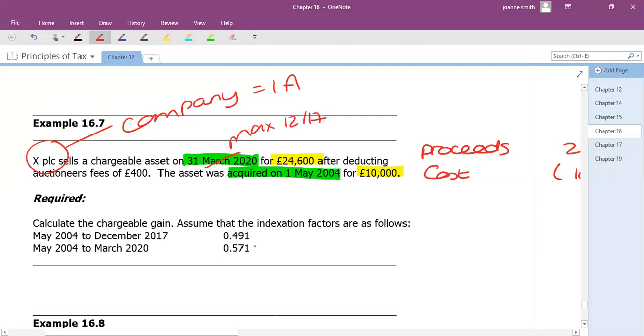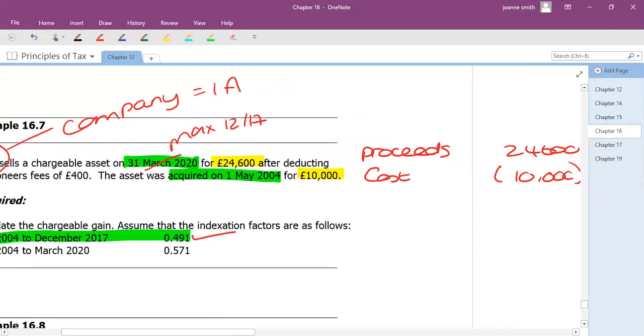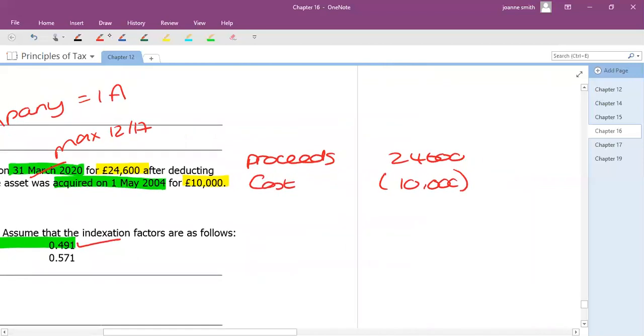So this is the factor that we want here, right? We want to index from when I bought it to December 17. The retail price indexes still carried on, which is why there is a factor quoted, but we're not allowed to have relief after December 17. So we're going to use the 0.491, and we're going to multiply it by the cost. So it's this £10,000 that you get in relief.